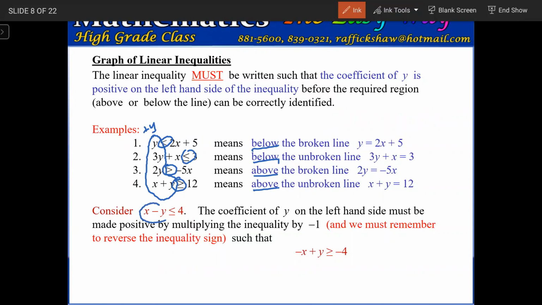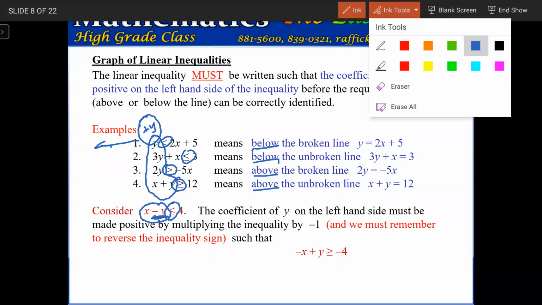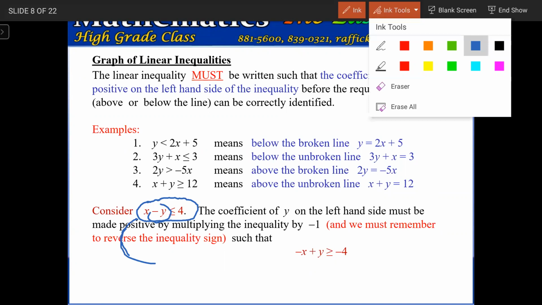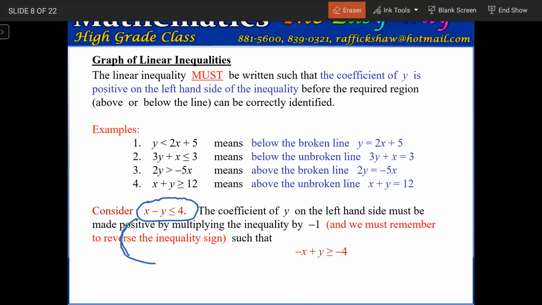For this one, if you look at the left side, the y is negative. So because the y is negative, the less than sign here doesn't mean below anymore. The less than means below only when the y is positive on the left side of the inequality. I'm going to use a graph and explain exactly why that is so just now. So we're adjusting this to show you that the less than actually means above in this case. How do I make the adjustment? I multiply this inequality by a negative one so that the y becomes positive. So when I multiply by the minus one, I get this.